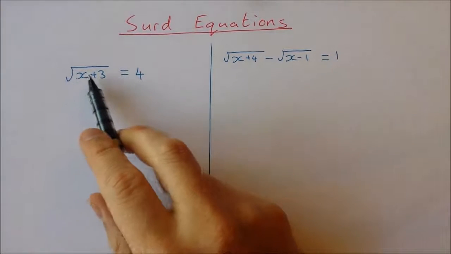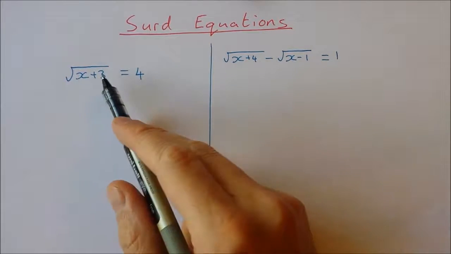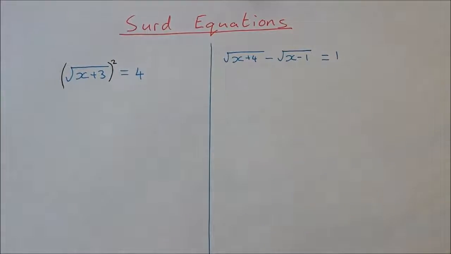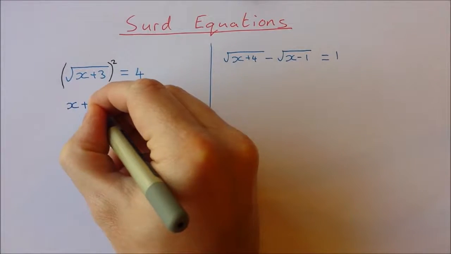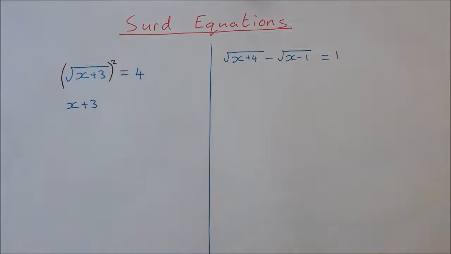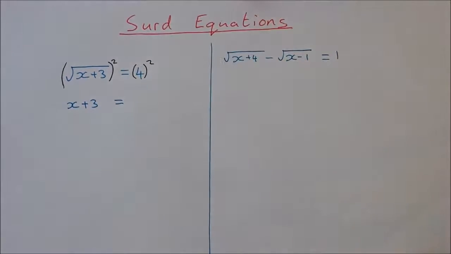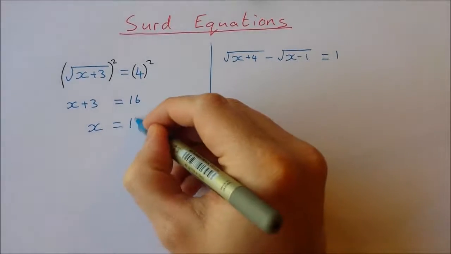So if we square a square root, then we get the thing underneath the square root sign on its own. So if I go ahead and square that there, I'll be left with x plus 3. So the square root of x plus 3 squared is x plus 3. But because I'm dealing with equations, if I square one side, I have to square the other side. So I end up getting x plus 3 is equal to 16. So that means x is equal to 16 minus 3, which is 13.